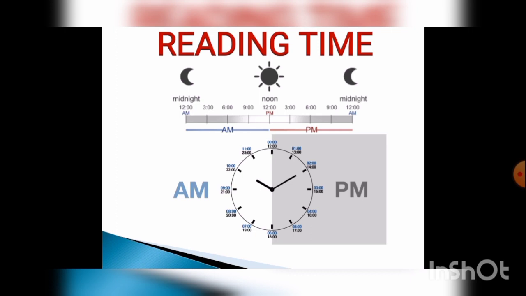The time between midnight and noon is known as ante-meridian, that is AM, before noon. The time between noon and midnight is known as post-meridian, that is PM, and it is after noon. So it is clear: AM ante-meridian, PM post-meridian.